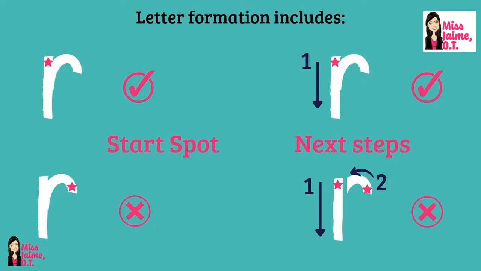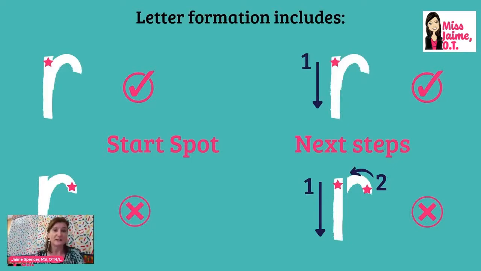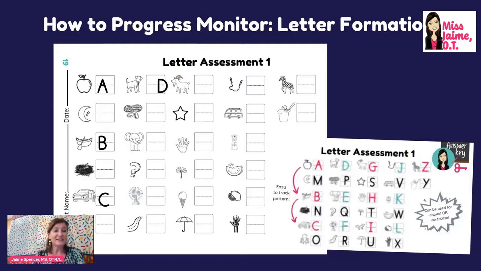So if that's the case, we're going to be looking at the complete letter formation, which includes the start spot and whatever they do next. So what I like to do is use this letter assessment periodically throughout the year. I print out, there's 4 different versions of it, so the child doesn't get used to exactly what it looks like. So I print out all 4.